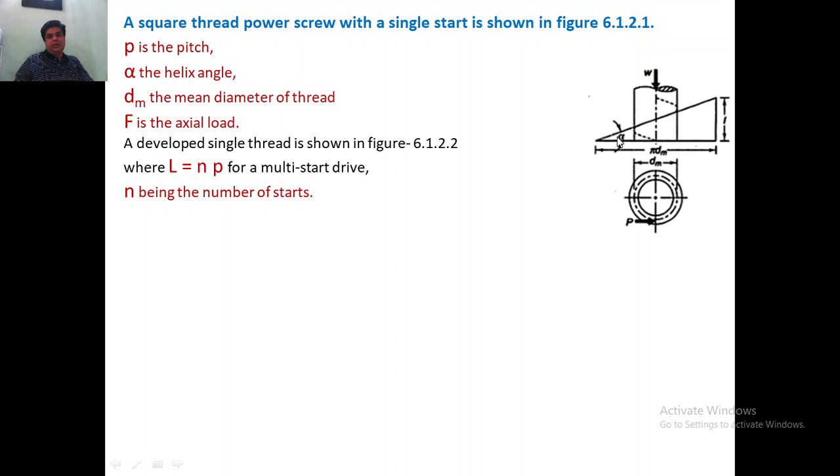And when you develop the single-thread screw, we get this triangle, the inclined plane, and the height of this triangle will be equal to the lead. Lead depends on whether it is multi-start or single start. If it is multi-start, you multiply the number of starts n by the pitch, or if it is single start, the lead L will be equal to the pitch.